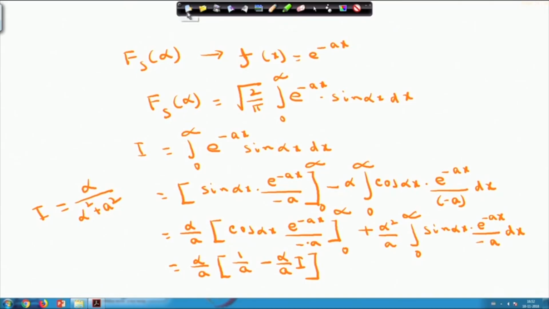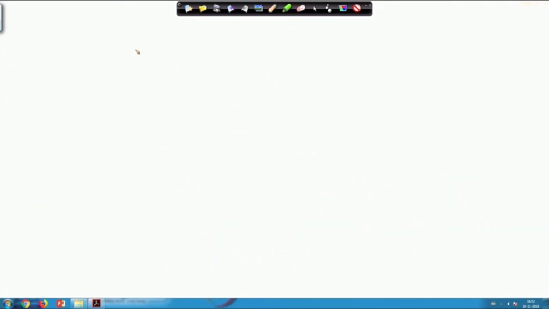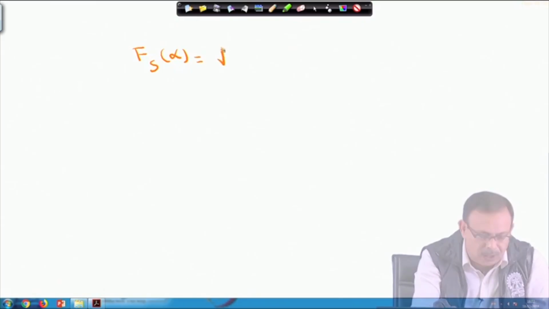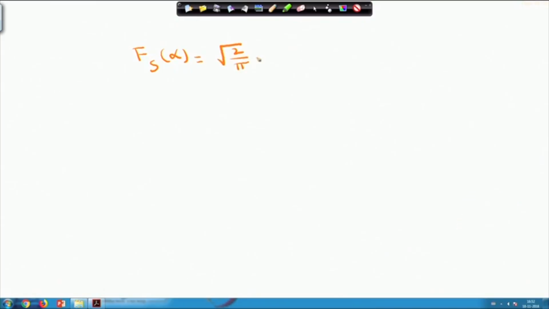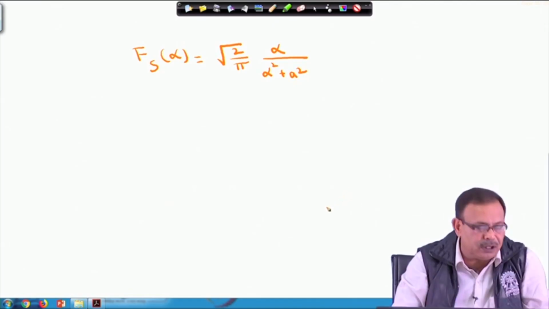what is the Fourier sine transform of alpha. So, the Fourier sine transform equals root over 2 by pi, and the value of the integral we derived as alpha by alpha square plus a square. So, the first part is over, that is, the Fourier sine transform of the given function is root over 2 by pi times alpha by alpha square plus a square.